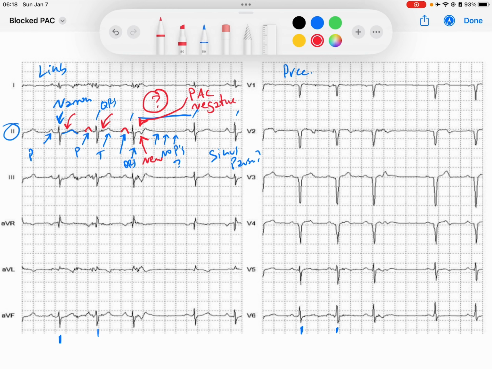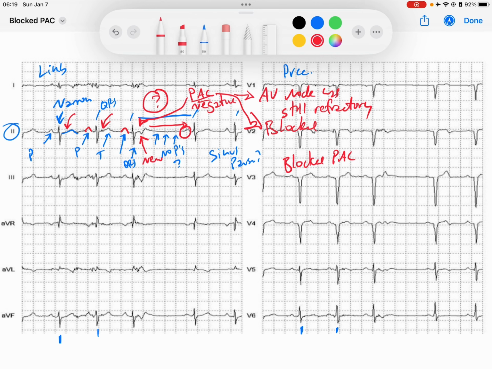And so you might say, well, usually PACs conduct to the QRS. Well, this PAC came so early that the AV node was still refractory. And so when the PAC occurred, it was blocked by the AV node. So this would be what we call a blocked PAC, right? And that explains why we don't have any beats until our sinus node picked back up.